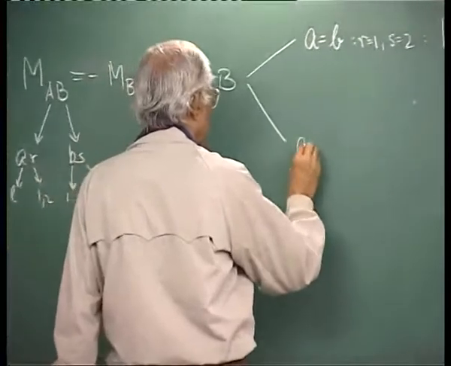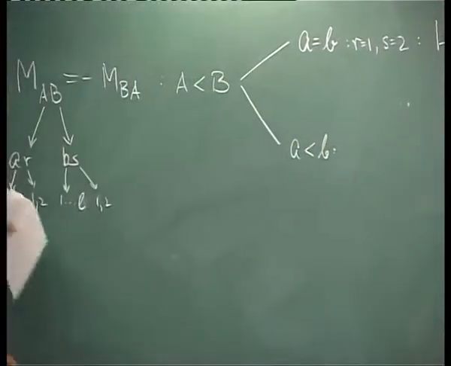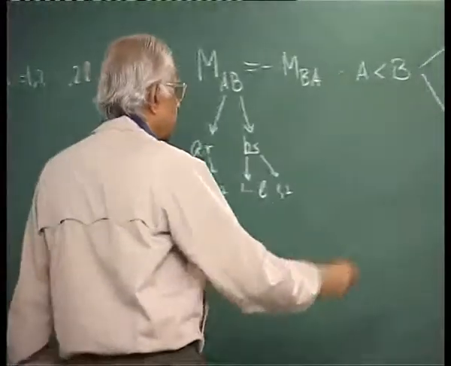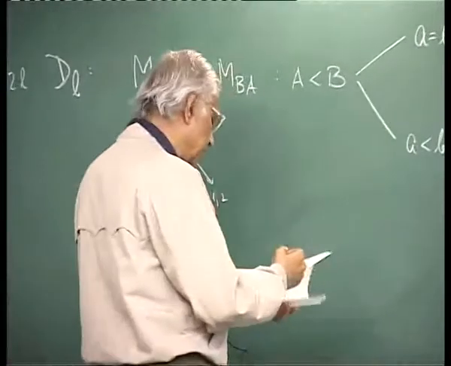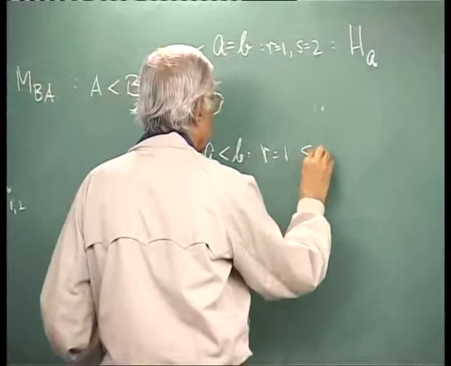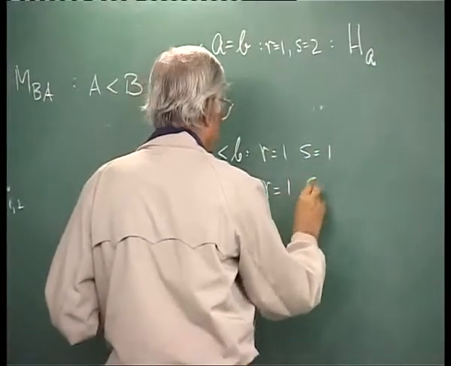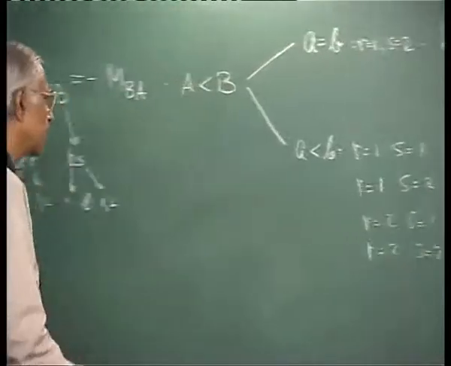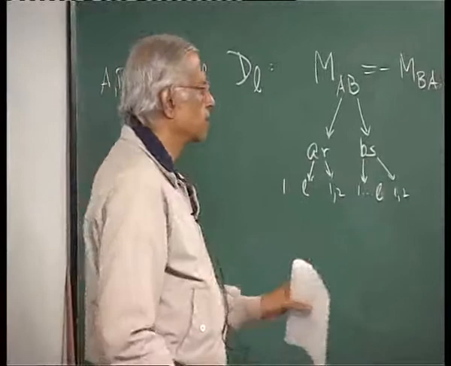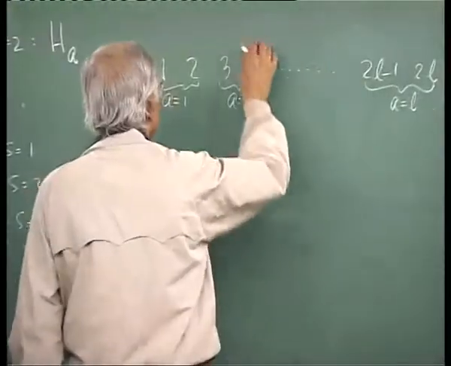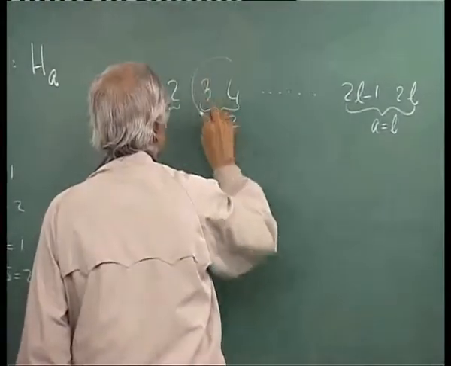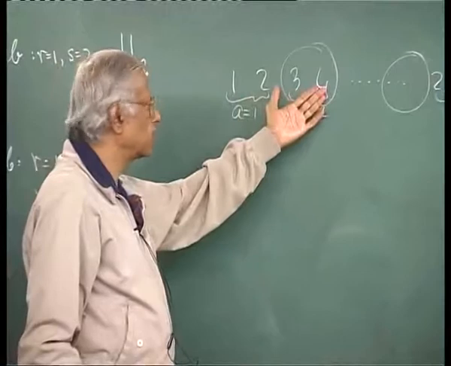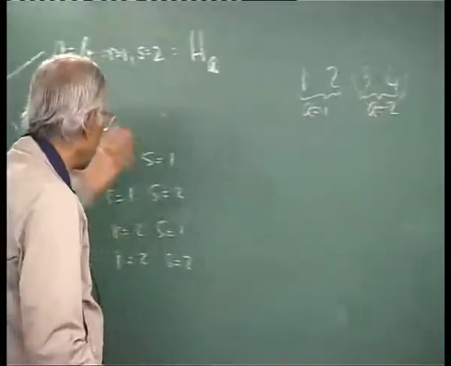The other possibility is that capital A belongs to some pair and capital B is in some later pair. That means that strictly little a is less than little b. In this case, we have to consider all choices within each pair, four possibilities for the indices r and s. So I repeat, small a less than small b means, let us say, small a is this pair and small b is some later pair. Within the first pair, you may take the first or the second value, and within the later pair, you may take the first or the second value. So you have four possibilities.